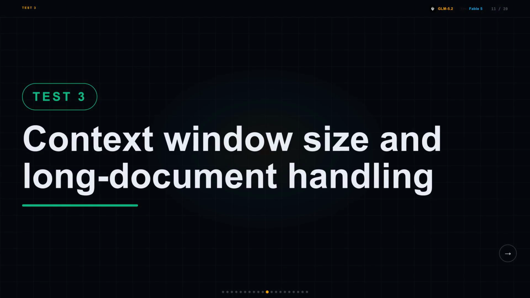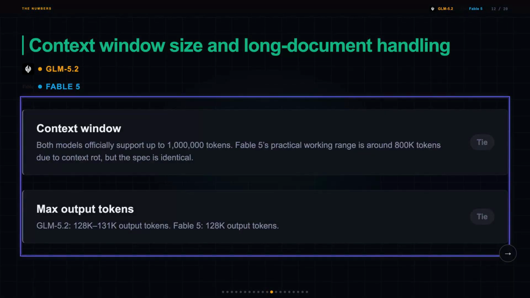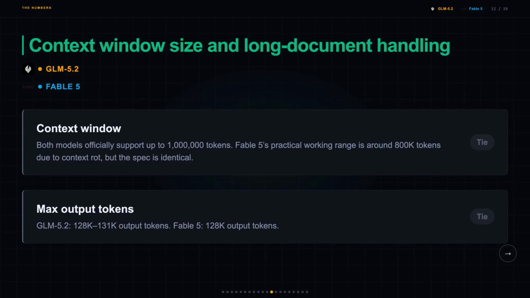But if your model cuts off at 128k tokens, you're chunking, you're losing context, and your agent hallucinates things that were literally in the document you gave it. What I found here is pretty clean. Both GLM 5.2 and Fable 5 support 1 million tokens of context, and both cap output at around 128k tokens, so on screen the specs are basically identical.